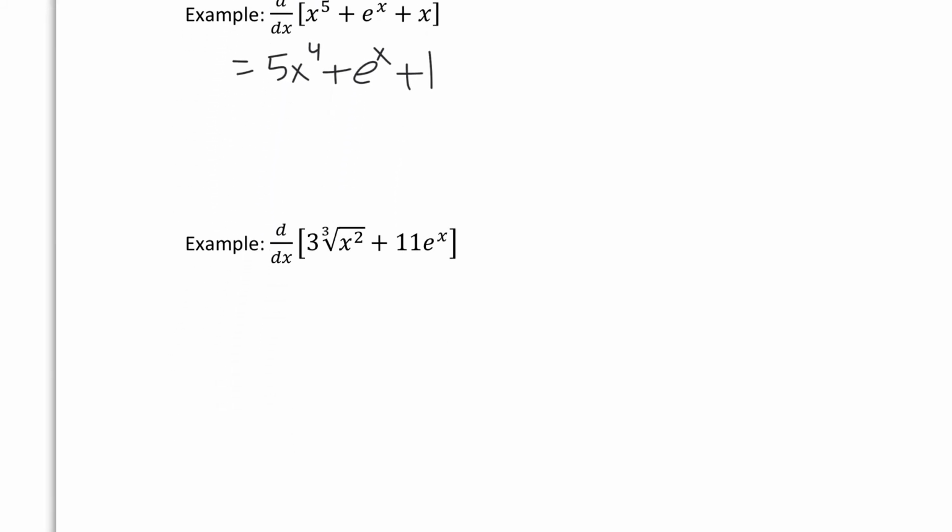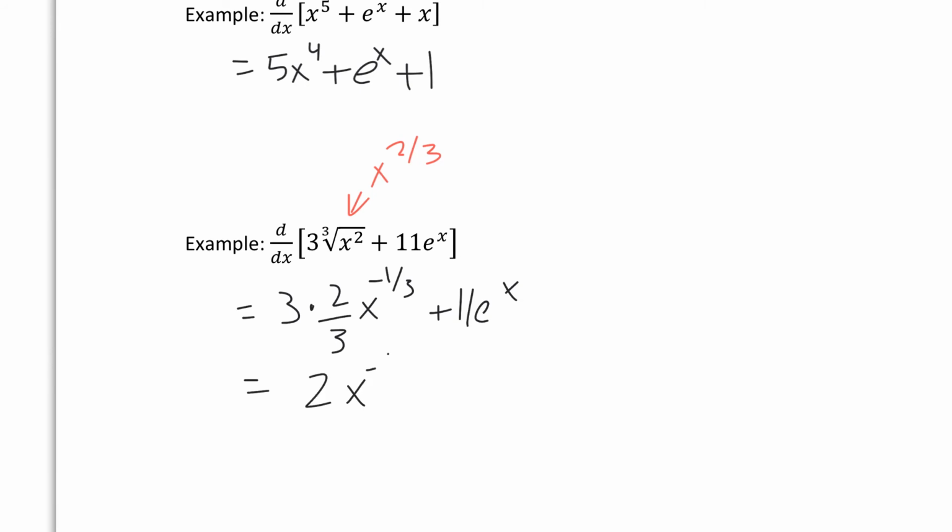Let's try this one. We definitely need to rewrite this as a power of x. This is x to the 2 over 3. So we'll get 3 times 2 over 3, x to the minus 1 over 3, plus 11 e to the x. Now it's good form here to simplify, so the 3's will cancel and we'll get 2x to the negative 1/3, plus 11 e to the x.